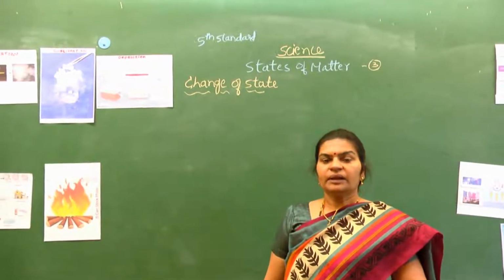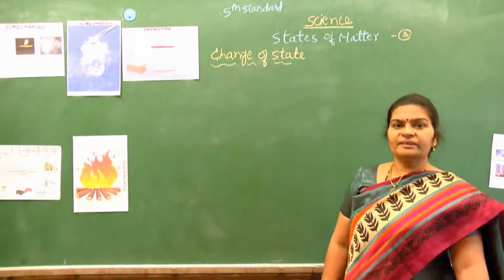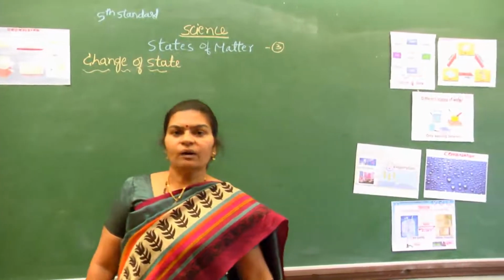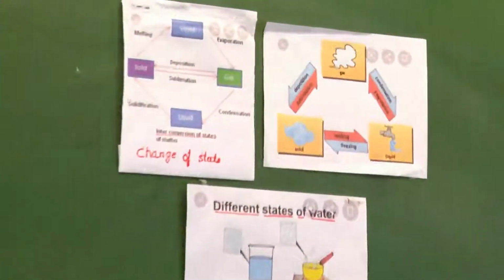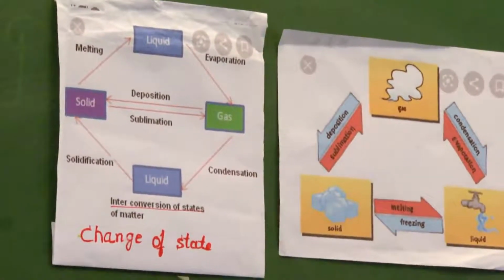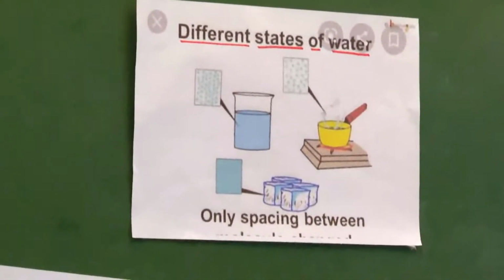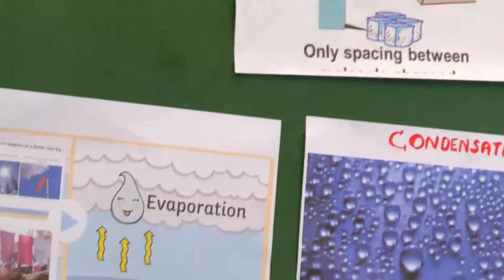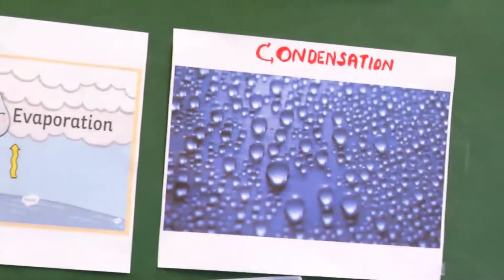Good morning, children. In the last class, you studied the three states of matter: solid, liquid and gas. Today we are going to study the change of state of matter. That means a solid can be converted into a liquid, a liquid can be converted into a gas, a gas can be converted into a liquid, and a liquid can be converted into a solid. In that way, the different states of matter will not remain one and the same, but they are going to change.